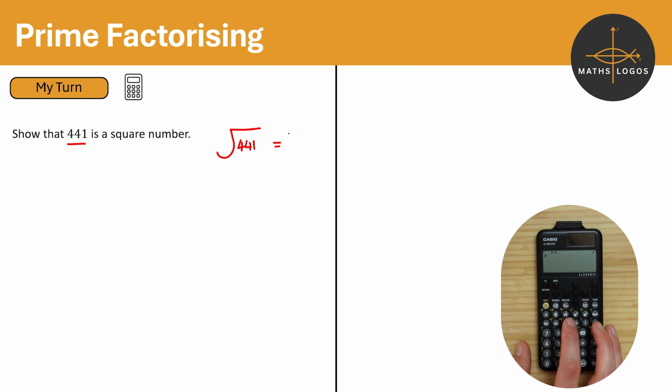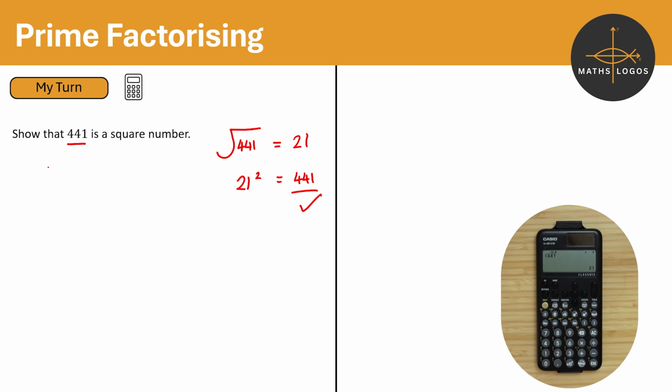Let's go to our calculator and we'll use our square root button, which is this one, and we'll type in 441 and hit execute, and that gives us an answer of 21. Now what that means is 21 squared is equal to 441. Therefore, 441 is absolutely a square number.